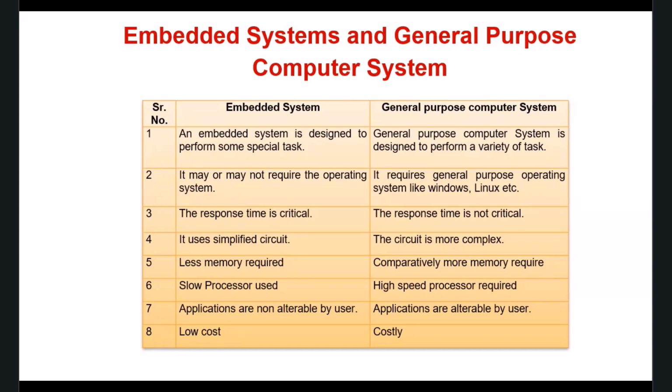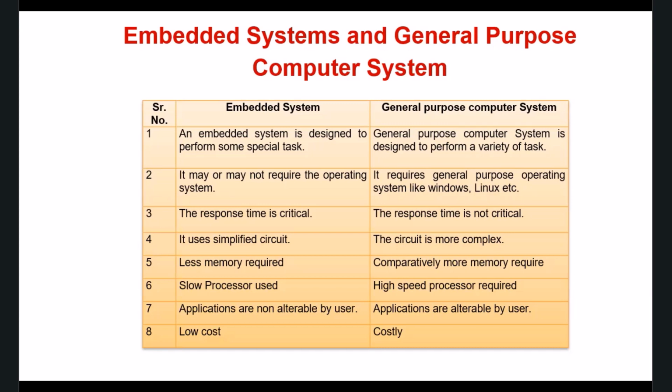Let us talk about the next differentiation. The embedded system, as it is designed for a specific task, requires a simplified circuit, as well as less memory and a slow processor. When we see the computer system, it has a complex circuit. Memory requirement is very high. Also, it gives you faster performance. So the processor requirement is higher in case of the general purpose computer system.